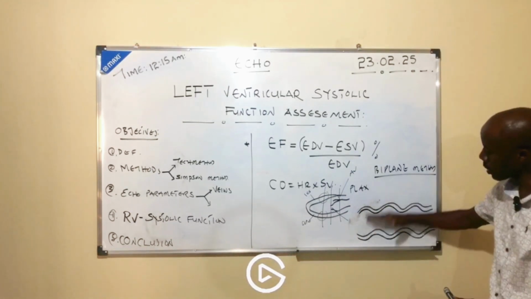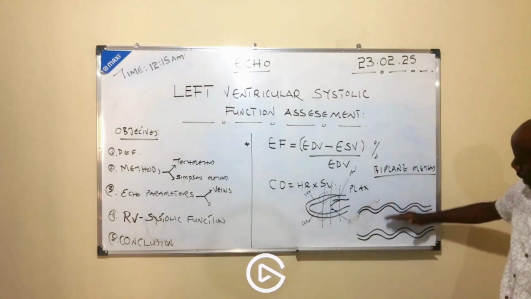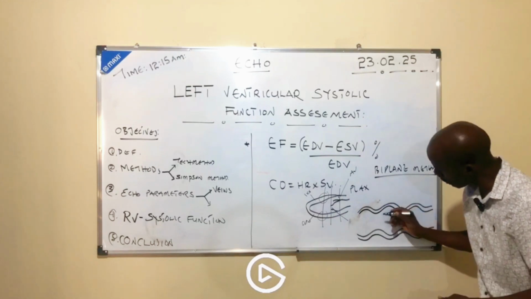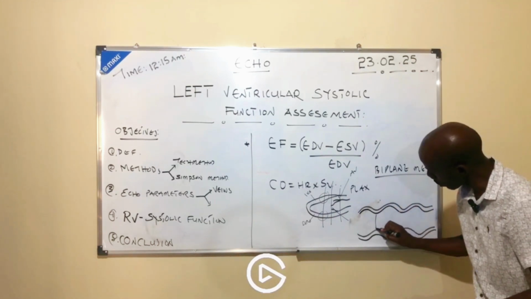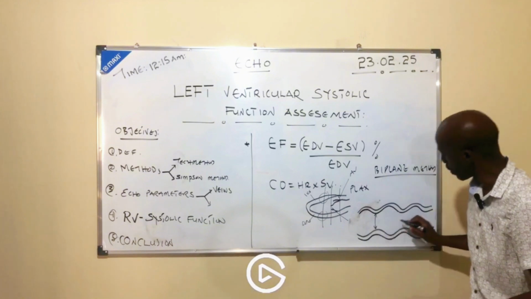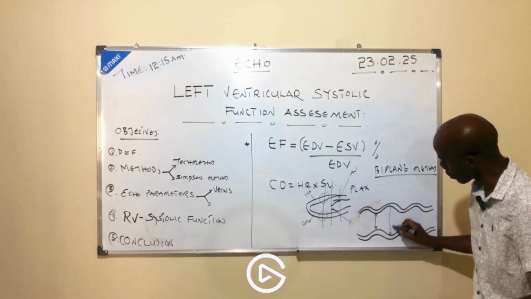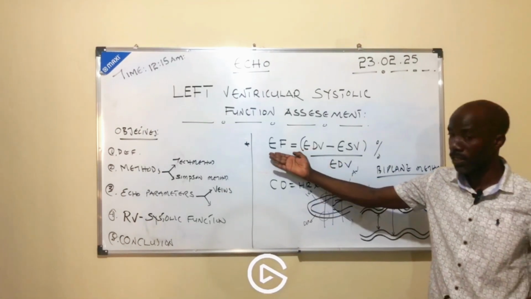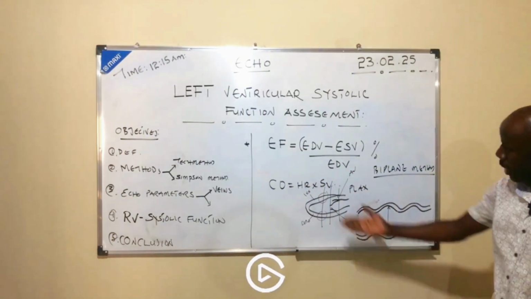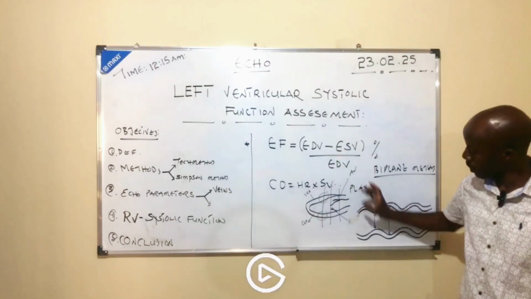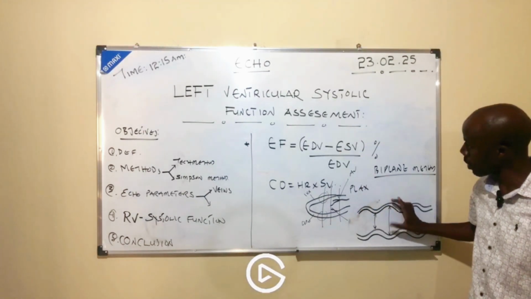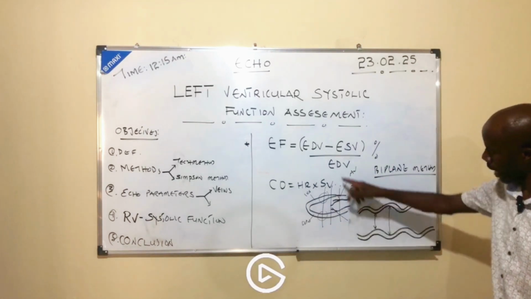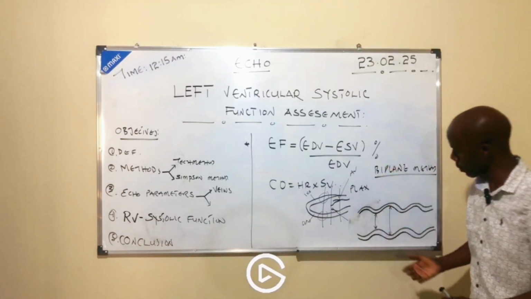So this cycle continues from one point to the other. During systole, this is what you are going to have. And during diastole, this is what you are going to have. And remember, I said ejection fraction is calculated by the end diastolic volume minus the end systolic volume divided by the end diastolic volume, and it's going to give you your ejection fraction.